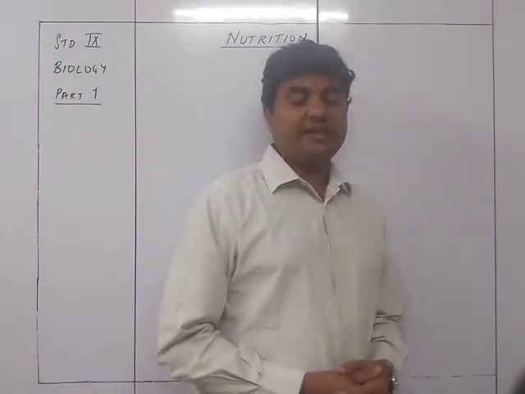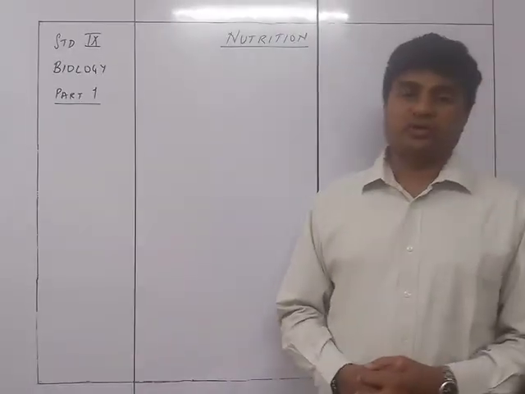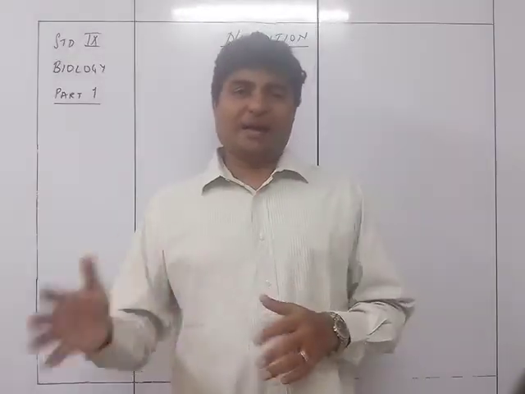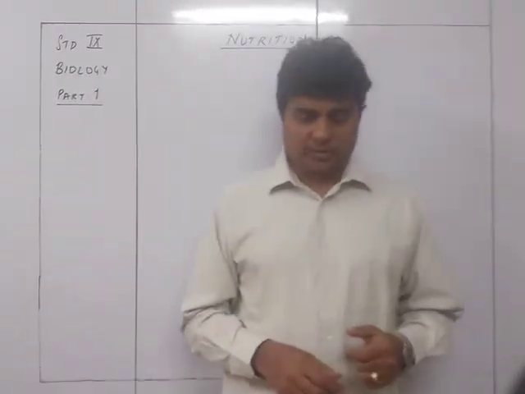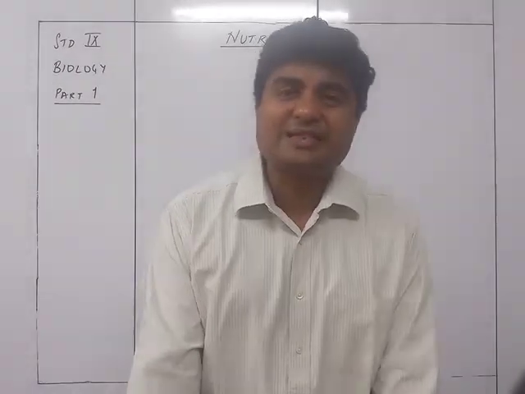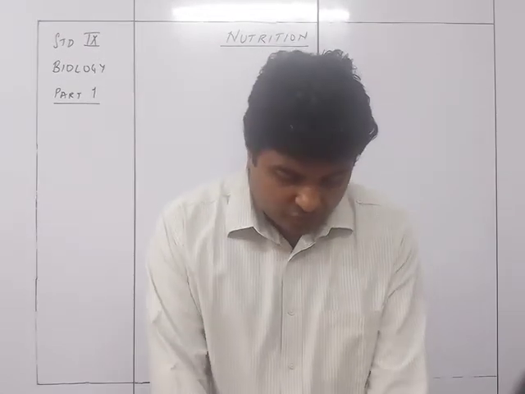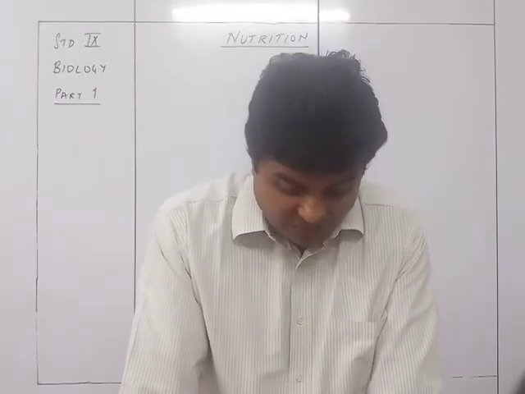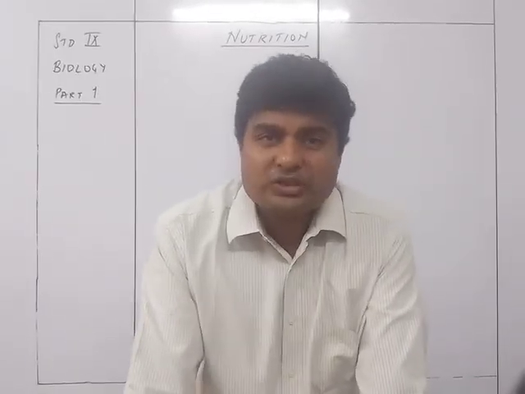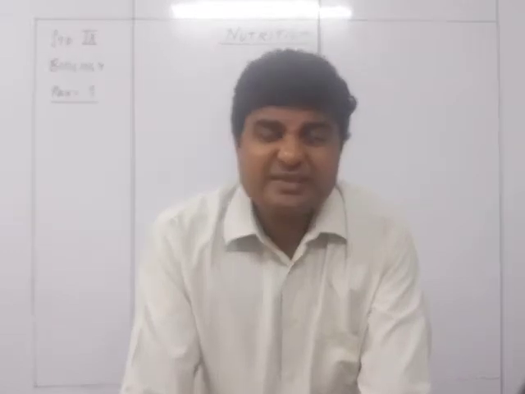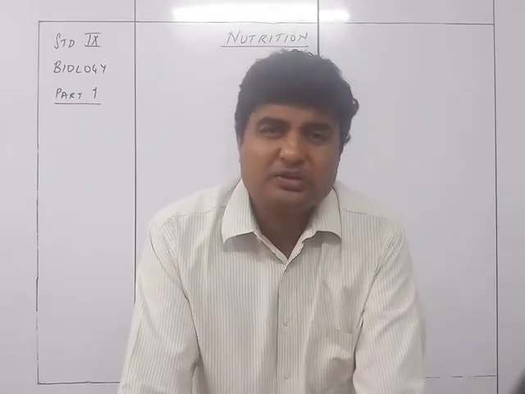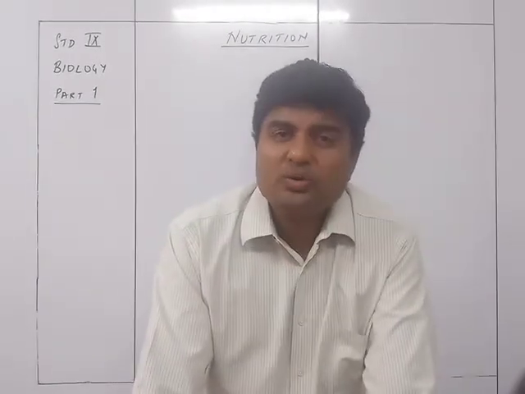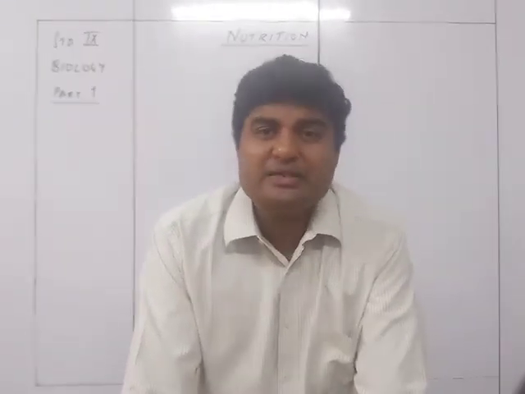Now we see the next thing, and that is the classes of nutrients. The nutrients are categorized into different forms. There are 6 classes of food substances called nutrients. They are carbohydrates, fats, proteins, mineral salts, vitamins, and water. These are the 6 different nutrients which our body requires on a regular basis. We'll go through them one by one. So the first one is carbohydrates.